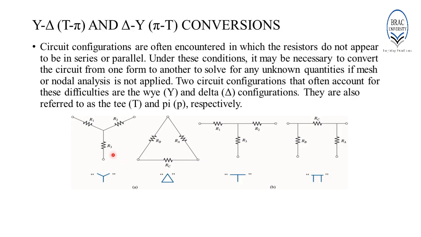The Y configuration will look something like this. There will be three resistors connected in the Y shape. A delta connection will look like this. Also, three resistors connected in this form. The Y and delta configurations are sometimes known as the T and pi connections respectively. In the next few slides, we'll see how we can change one form to the other.